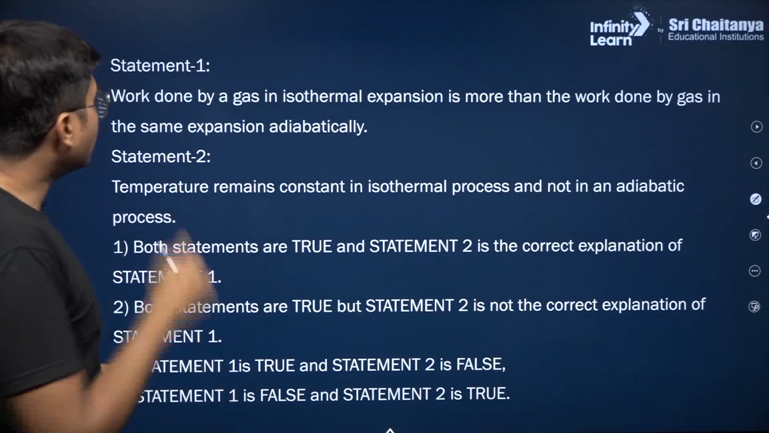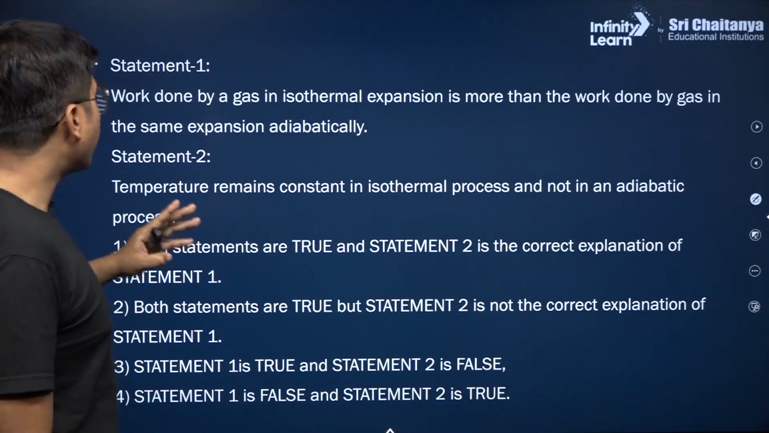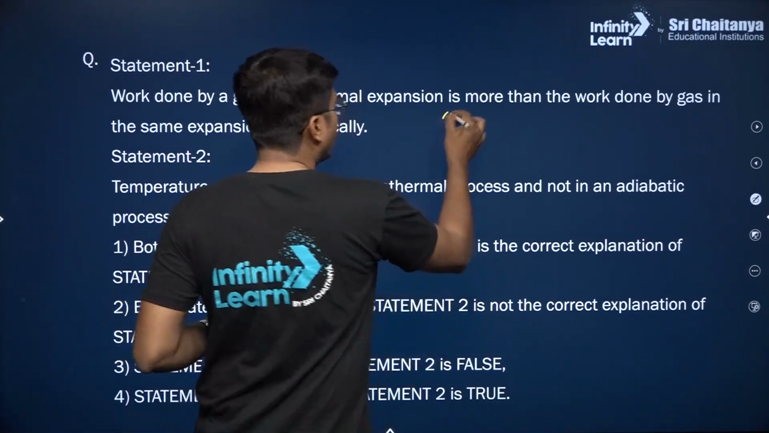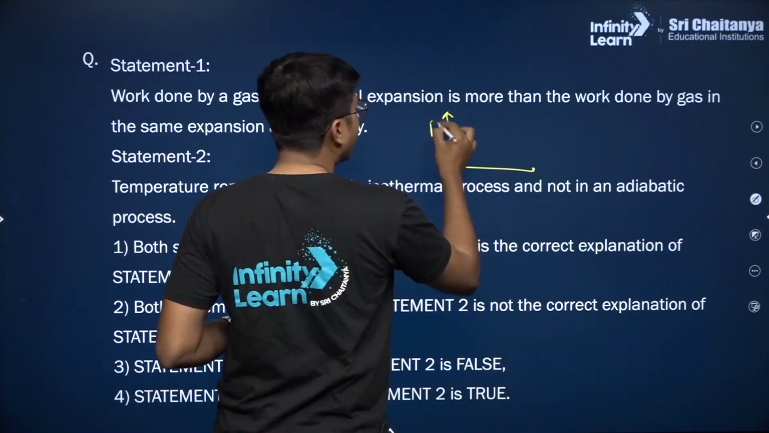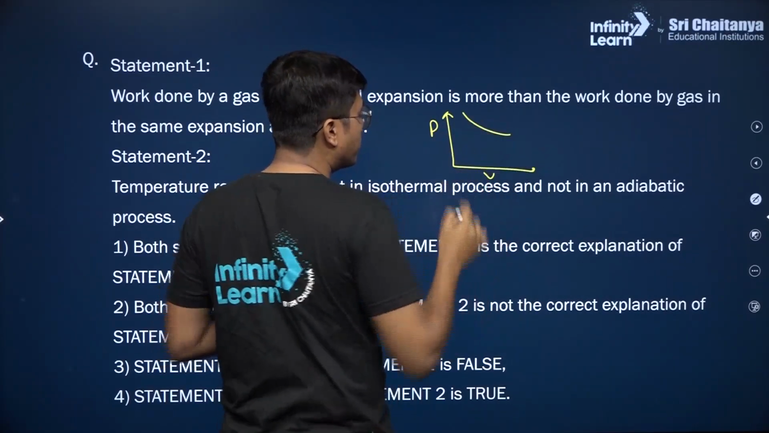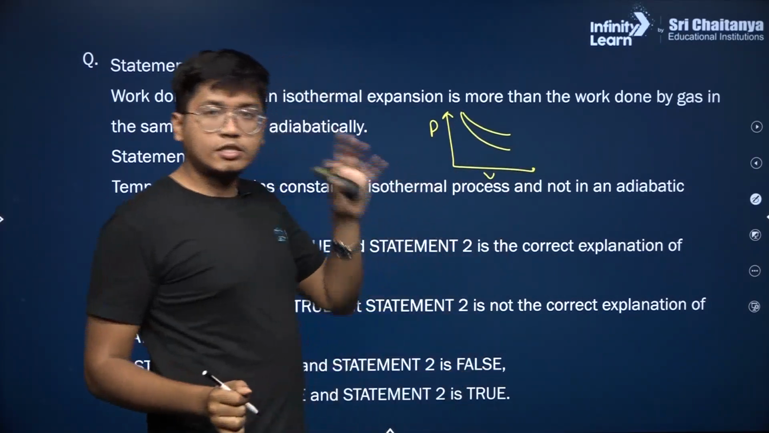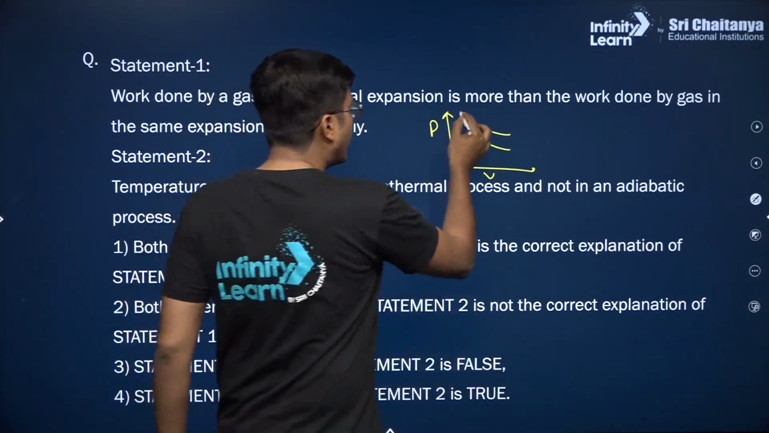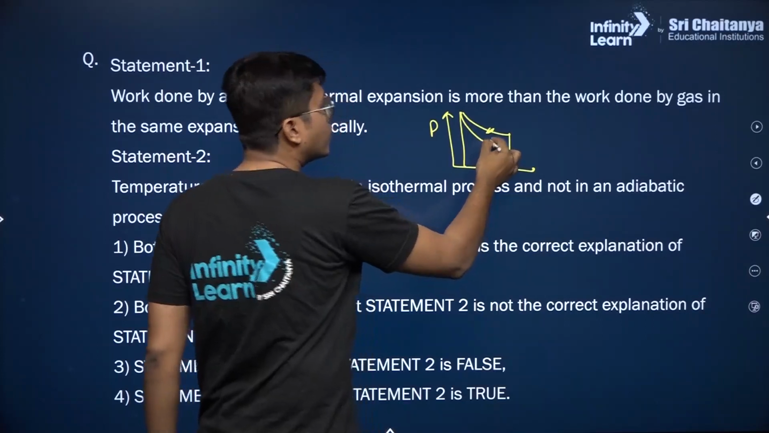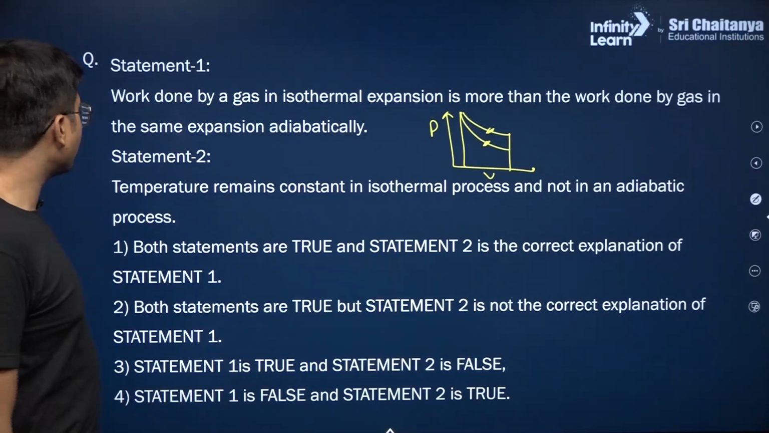Next, work done by a gas in isothermal expansion is more than the work done by a gas in the same expansion adiabatically, and this is the true statement. Why is this the true statement? Because if you recall, in the PV diagram, I told you that the isothermal curve looks like this, but the adiabatic curve is a lot steeper. And since the work done is the area under the curve, the area under this curve is going to be greater than the area under this curve. So in the isothermal case, you'll have more work done. So the first statement is true.